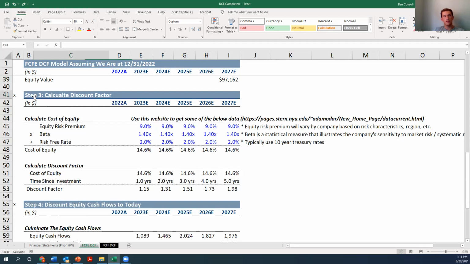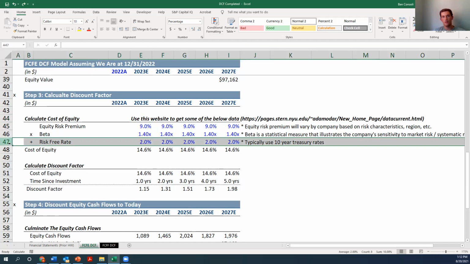So from there, you're going to go into step 3, which is just calculating the discount factor that we talked about. Since we're doing the free cash flow to equity right now, we're going to be looking for the cost of equity for the company. And again, that starts with the equity risk premium. You can get a lot of the true data based on industry for the equity risk premium, beta, and risk-free rate using this website link here. It's a great way to understand the different betas for industries as well as equity risk premiums.